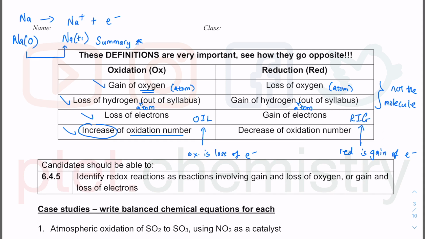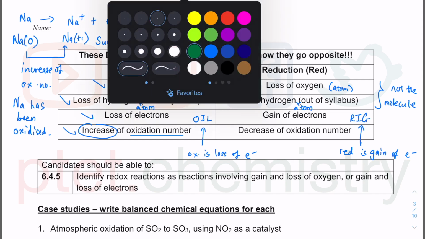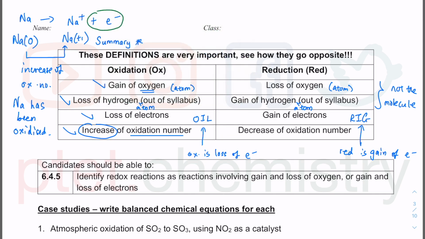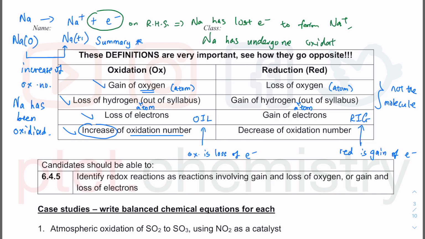This one has increased in oxidation number. Increase of the oxidation number means sodium has been oxidized. Whenever you have an increase in oxidation number, you are also accompanied by loss of electrons. If you look at it in terms of electrons, the electron is on the right hand side, meaning the sodium has lost an electron in order to form Na+. Therefore, the sodium has undergone oxidation, or the sodium has been oxidized. That is basically the idea of oxidation.